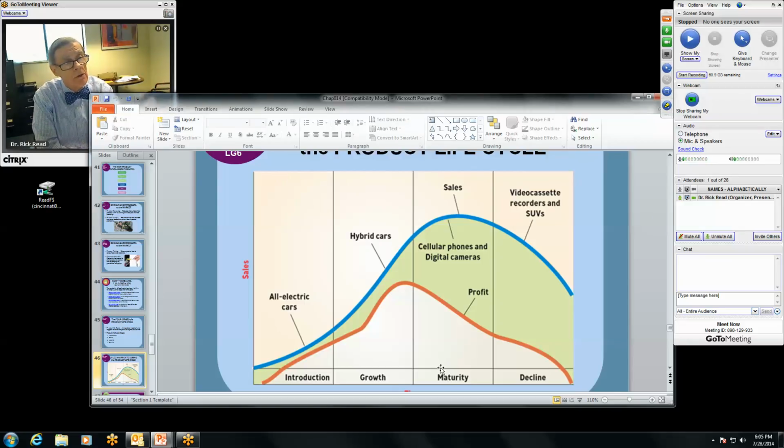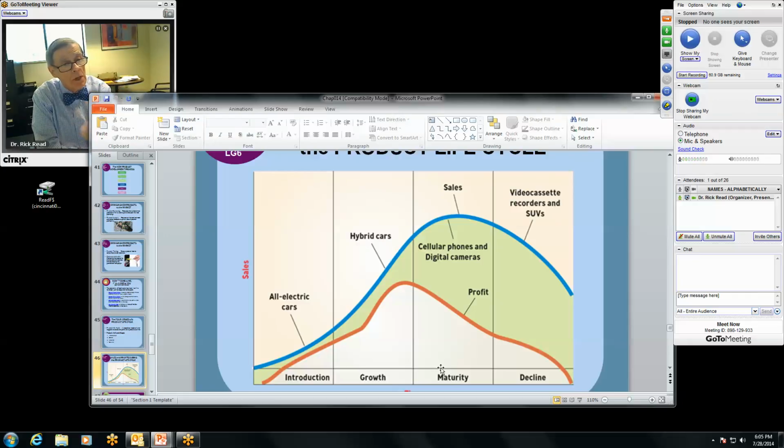So there are introductions, and where we have hybrid cars are now in a growth area. So we have to ask ourselves a question here when we look at this. Are the all-electric cars eventually going to overtake the hybrid cars, or are the hybrid cars going to go to maturity and then eventually to decline? I don't know the answer to that. The consumer, you and I, we're going to make that decision sooner or later. Now, some of you are going to be around a little bit longer than I am, and you'll know what that decision is going to be.